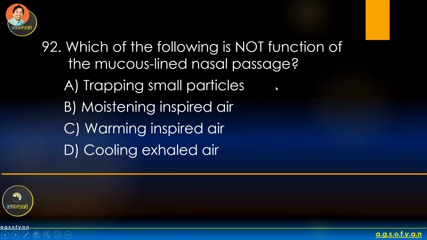Which of the following is not a function of the mucus lining the nasal passages? So in our nose, it's epithelial tissue, and this epithelial tissue has a cell called the mucus cell, and this mucus cell produces mucus that will trap small particles.